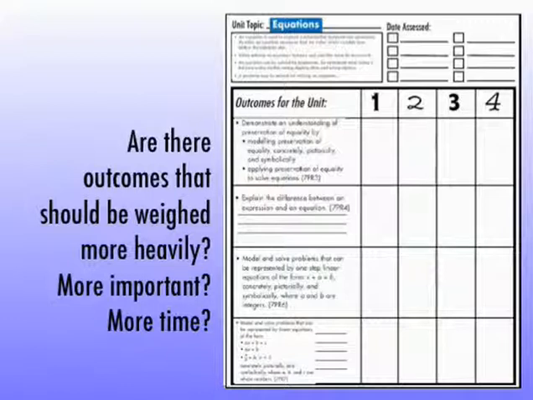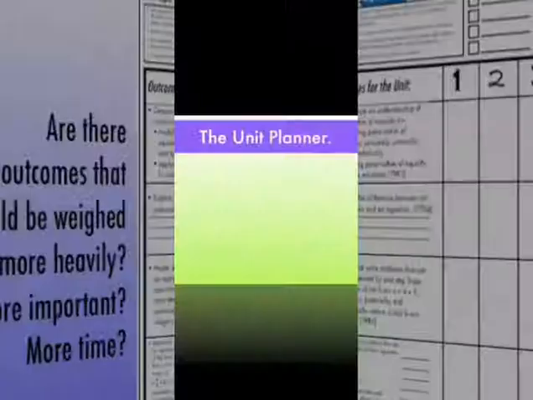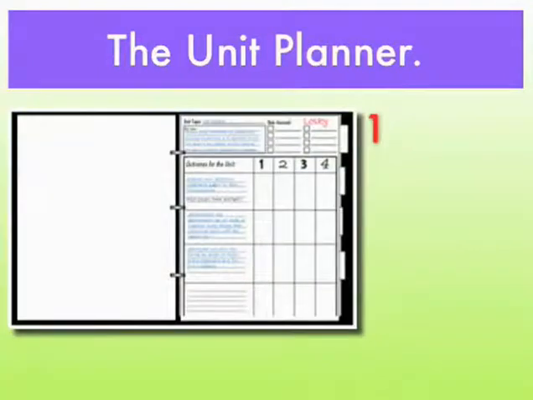That last outcome, number 4, is going to take way more time in the classroom, guaranteed. And I think it's much more important than outcome number 2. So that's going to affect their letter grade down the road, perhaps, on which outcomes are more important. Let's take a look at the unit planner.